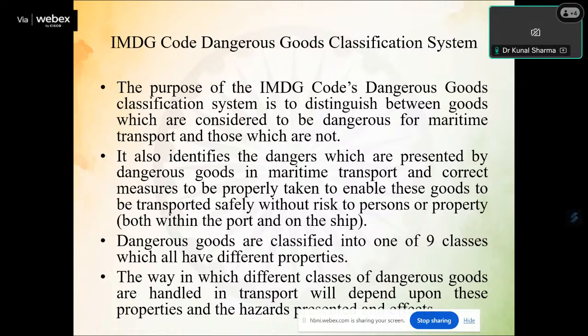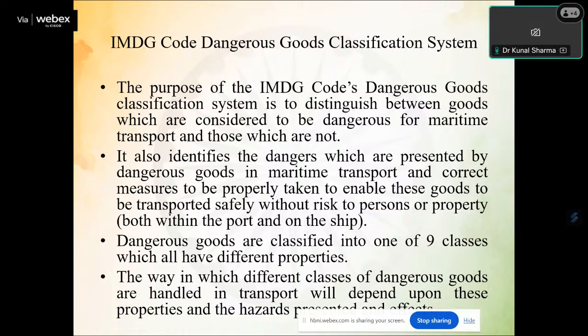For example, if you are transporting a huge amount of bulk hazardous material, it could impact a lot. But again, there are certain chemicals which have properties but are not dangerous. It also identifies the dangers presented by the dangerous goods in maritime transport and the correct measures to be properly taken to enable these goods to be transported safely without risk to persons or property, both within the port and on the ship. Again, it is very tough to respond on a ship if an accident, leakage, or explosion takes place on a ship carrying dangerous goods.